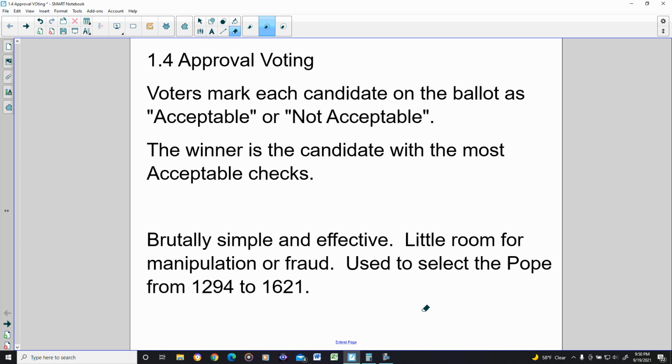An approval voting system is one in which a voter is given a list of candidates, and all the candidates are listed to them. Order does not matter, and they vote on whether they are acceptable or not acceptable. So no ranked choice usually. Some ballots will combine them, but in a true approval vote, all they do is put a check mark next to any candidate that they feel is acceptable, rather than voting for their first choice, second choice, third choice, or anything like that. And then the winner is the candidate with the most acceptable checks.